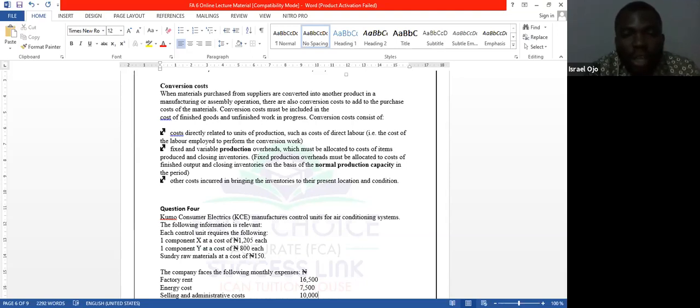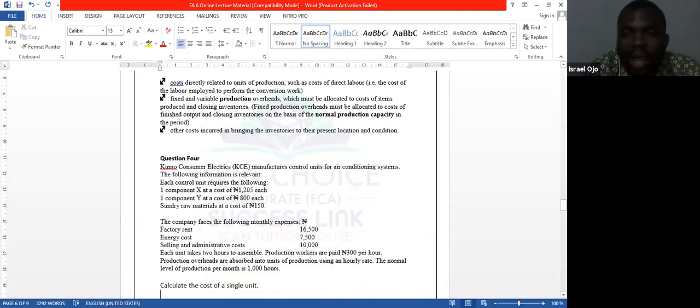Other costs are incurred in bringing the inventory to its present location and condition. These are the initial ones that we calculated, the other costs of purchase and bringing it to the present location and condition. All those costs will be added to the conversion cost to give us the cost of inventory. Let's look at question 4.